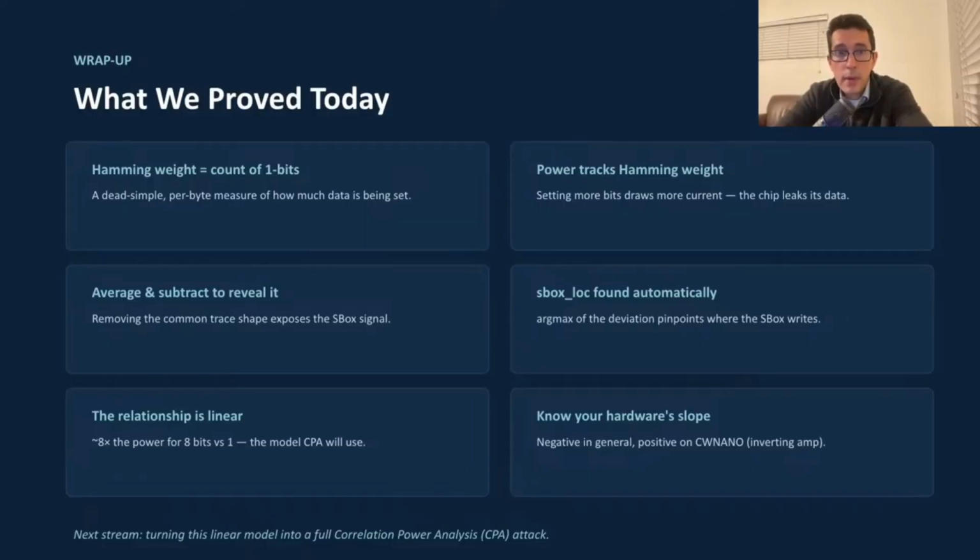So to wrap it up, we formalized Hamming weight as count the ones and showed it's a useful per byte measure of how much data is being sent inside the chip. We then demonstrated that the power consumption at the SBox write instant tracks the Hamming weight in a roughly linear way, and that we can automatically find the SBox location in the trace with argmax. And that gives us a clean quantitative leakage model. Predict Hamming weight, predict power, and match against traces. We also saw that the sign of the slope depends on the measurement front end, especially on the Nano. So you always have to know your hardware.